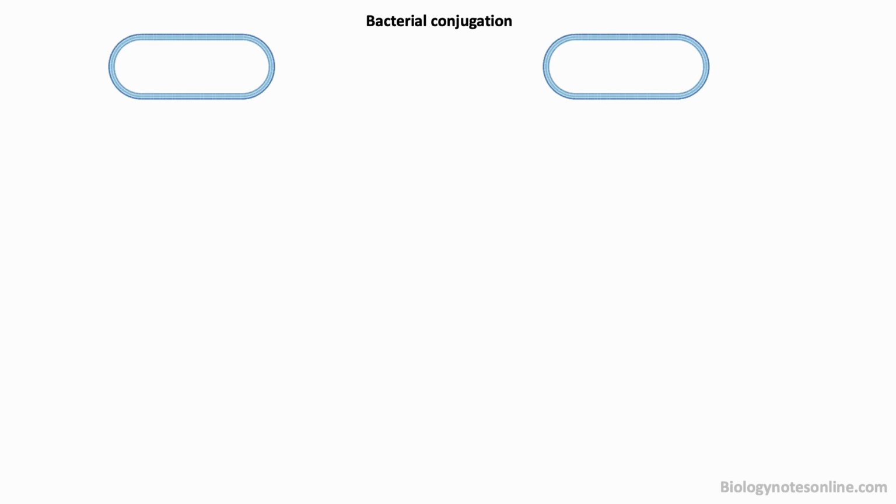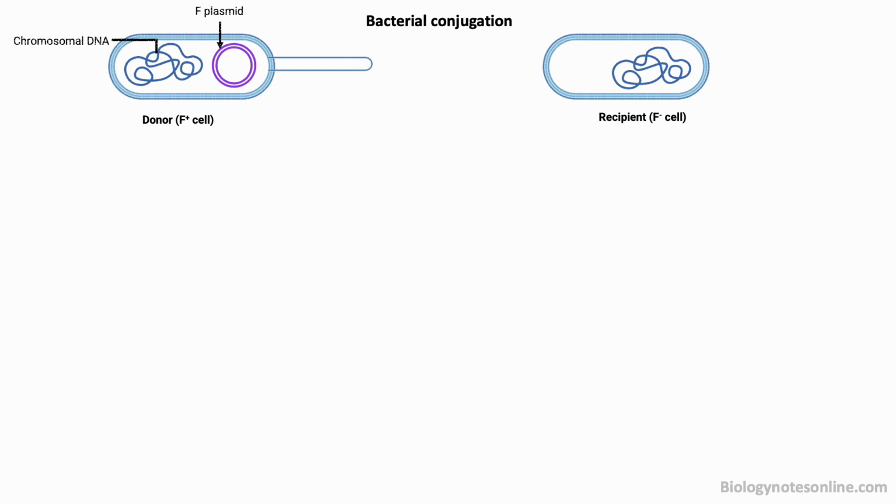Let's meet the key players involved in this process. Donor cell: F plus cell. This bacterium carries an F plasmid, which contains genes necessary for conjugation, including the genes for pilus formation. Recipient cell: F minus cell. This bacterium lacks the F plasmid and is thus capable of receiving genetic material. Pilus: a hair-like appendage on the donor cell that extends and attaches to the recipient cell, forming a conjugation bridge.